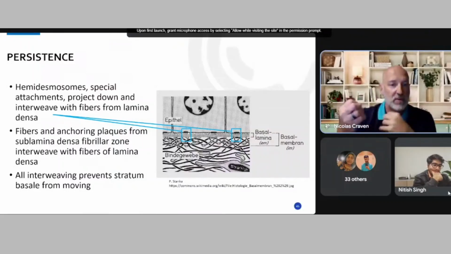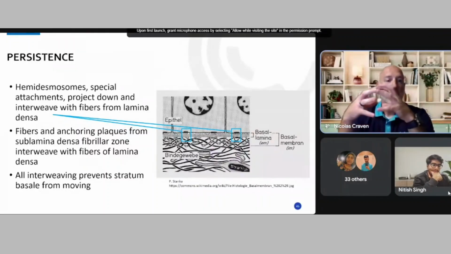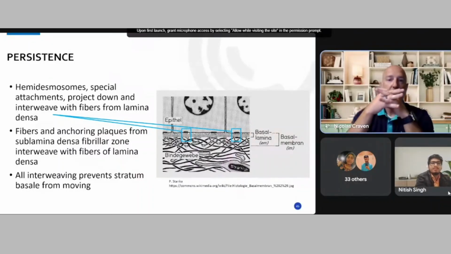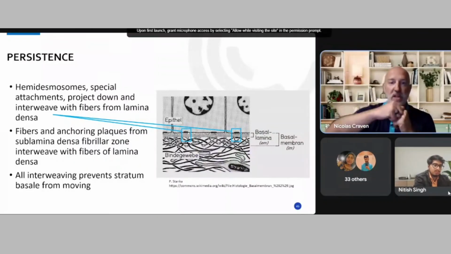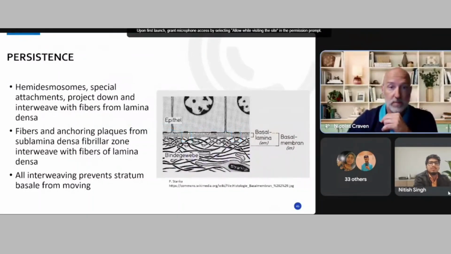Then there are also other fibers and anchoring plaques that, again, help interweave and connect all those fibers within the lamina densa. And as I keep mentioning, all that interweaving or connection just creates a really strong surface, a really strong connection that doesn't allow the epidermis or dermis to come apart. Because if you think about it, if the epidermis came off every time we touch something, that would not be good for us. That would probably hurt as well.